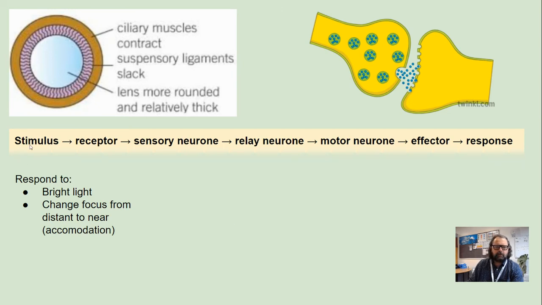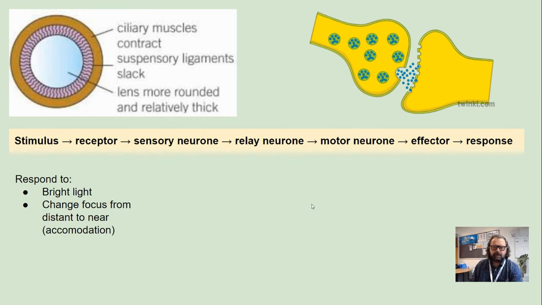Okay, so if you look down the middle here, we've got our list of words to describe these reflex actions, always in the same order. Stimulus, something is going to cause a change. A receptor is going to detect the change. The message is passed on in your neurons. Sensing, relay to pass it on, bypass your brain for a rapid response. The motor neuron will stimulate an effector. The effector will be a muscle or a gland, and your body will respond to the change that's been detected.